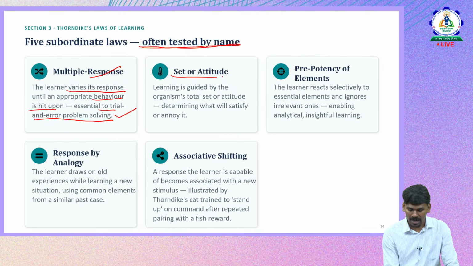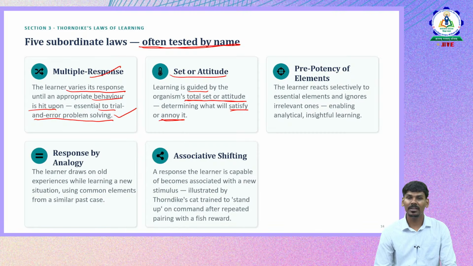Then comes set or attitude. Learning is guided by the organism's total set of attitude, determining what will satisfy or annoy it. So based on the total set of attitude of an individual, learning is guided. If you are having a strong attitude towards something, then you will do it effectively. But when you're not interested in something, you will not be able to do it, and doing the task will annoy you. When you like doing a particular task, then you'll enjoy doing it and it will also give you satisfaction. But when some other task is given to you, which you do not like, then you'll not do it and it will also annoy you, and the same thing happens for learners also.